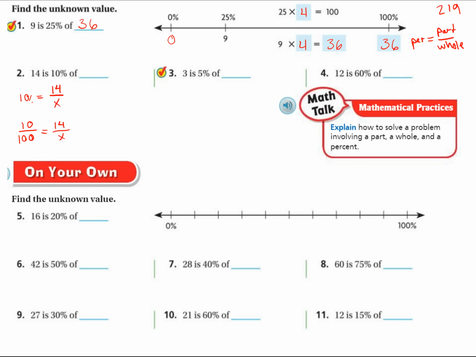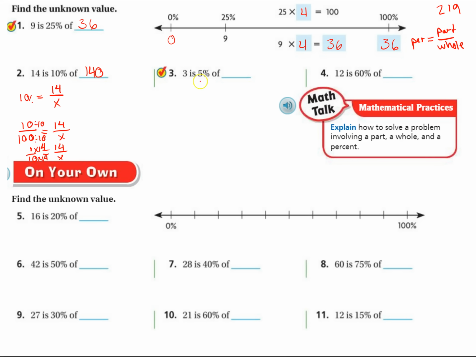Okay, next it tells us to simplify the ratio, so I know 10 can go into each of these. So that's going to give me 1 over 10 equals 14 over x. And now I can see, okay, to get 14, I need to multiply by 14. So I multiply the bottom by 14 as well. 10 times 14 is 140. So we're just following those steps.